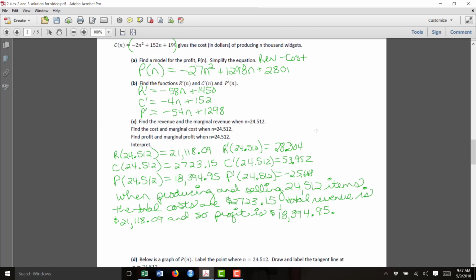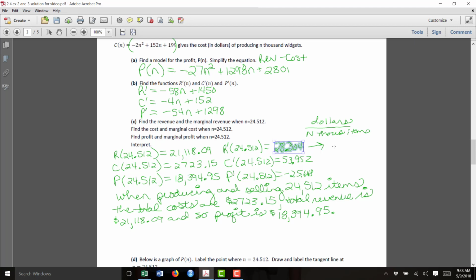So notice here the units. We have units of n thousand items, and the output here is in dollars. So really we need to interpret it that way. If you increase n by 1, it's really increasing by 1,000 items. So it would probably be good when we do our interpretation to really break this down. I'm going to take these amounts and divide them by 1,000 so I can really interpret this in terms of dollars per item rather than dollars per 1,000 items.